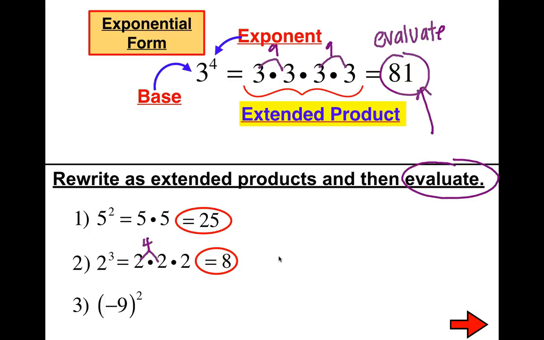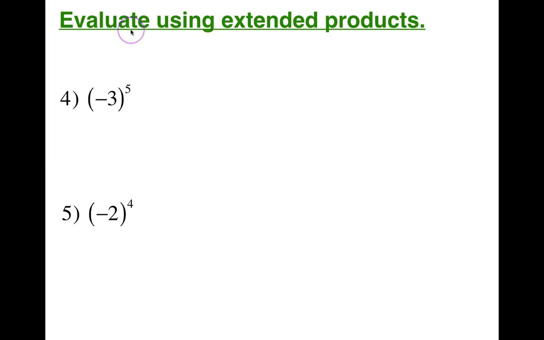Now, what about this one? So this one, my base is going to actually be what? Well, here's a suggestion I'm going to make for you. What you're always going to do is ask yourself, okay, what's being raised to the second power? Well, it's a negative 9, okay? So what I'm going to do is go ahead and repeat negative 9 2 times and then multiply it out. Negative 9 times a negative 9 is going to give me a positive, so that's going to give me a positive 81. Okay, so now what I would like you to do is go ahead and pause the video and try numbers 4 and 5 on your own.